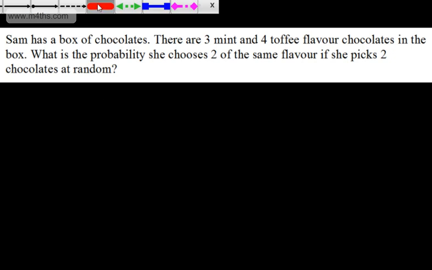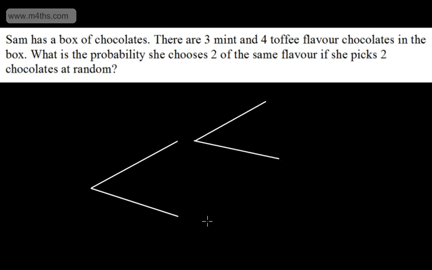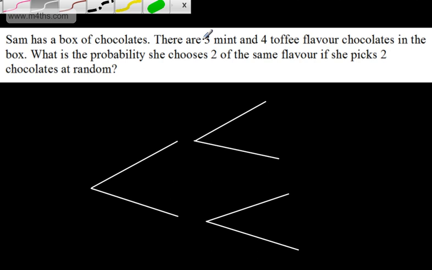To answer this question, I'm going to use a tree diagram. You certainly don't have to, but it might help you out. So this is going to be pick 1, and then we've got pick 2. This is an example of non-replacement, which is conditional probability. So on pick 1 we have the choice of mint and toffee. We can see there are 3 mint and 4 toffee. That means there are 7 chocolates in total to begin with.